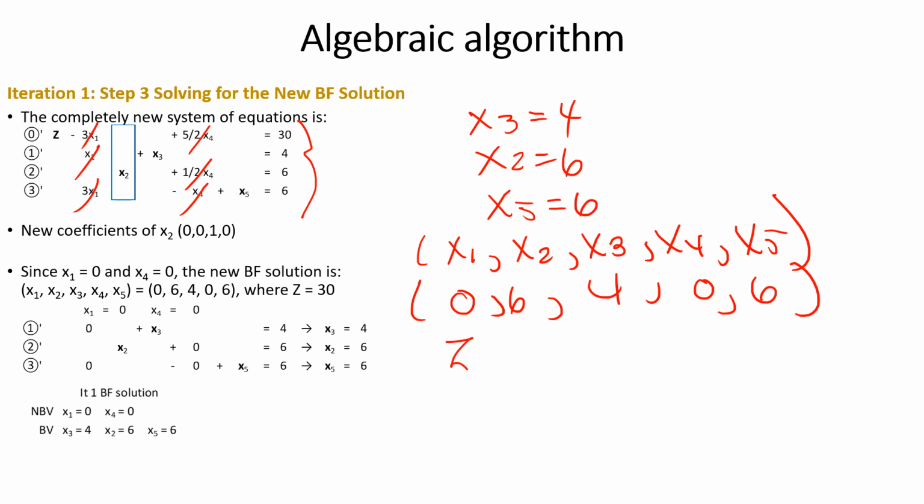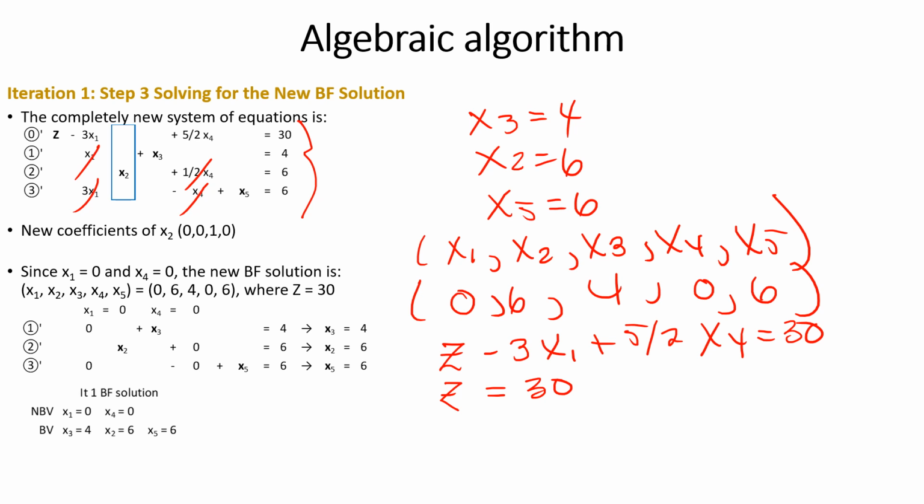And if I apply these values to my formula, at this point it is z minus 3x1 plus 5 halves of x4 equal 30. Let's leave z on the other side of the sign, so we're going to have 30 plus 3x1 minus 5 halves of x4. x1 is equal to 0, x4 is equal to 0, so z at this point values 30.